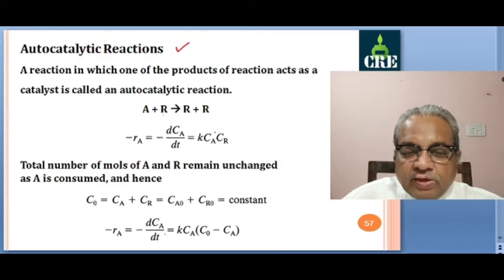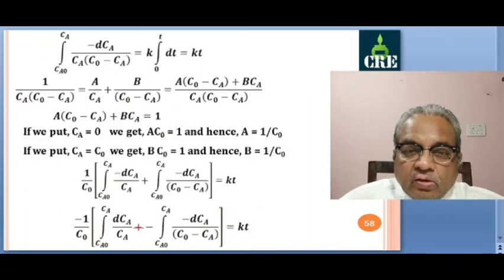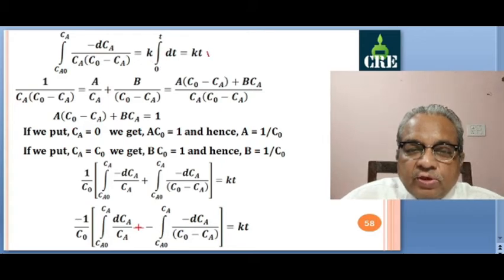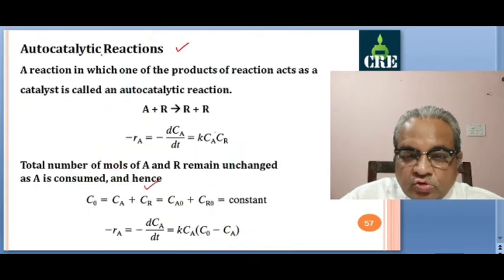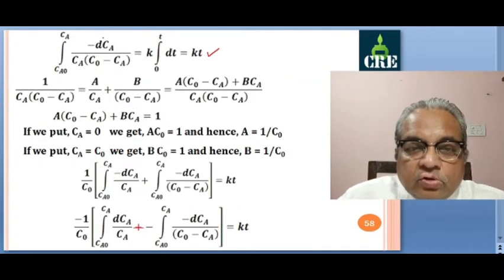Minus Ra is equal to minus dCA by dt, equal to K CA CR, and we can write CR as C0 minus CA. So K CA into bracket C0 minus CA. On the right hand side, K integral dt from 0 to t becomes simply Kt. Minus dCA by CA into C0 minus CA: this we have taken on this side, separating the variables. So this we have to solve.